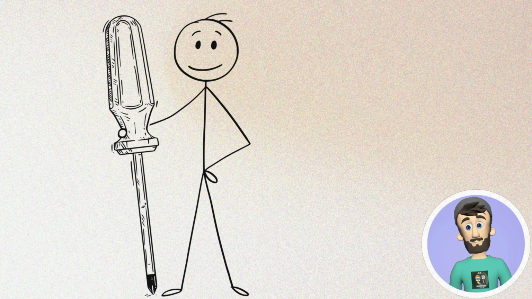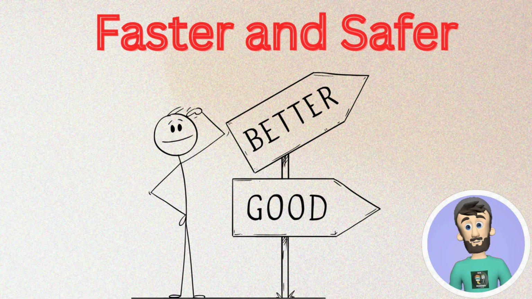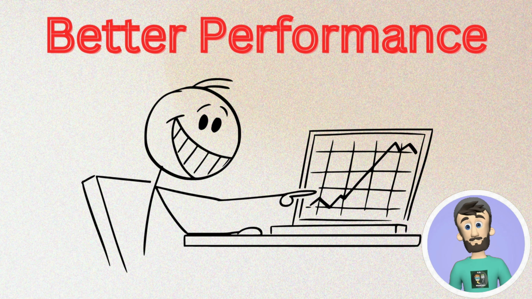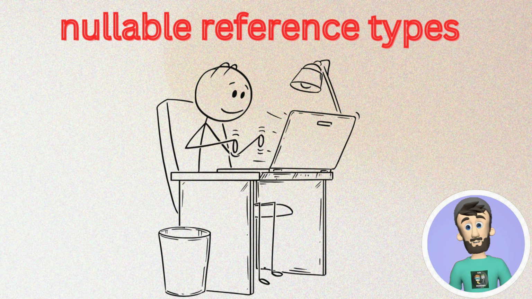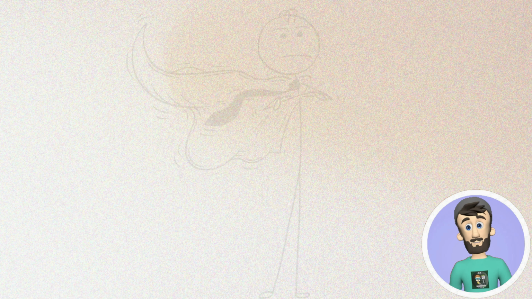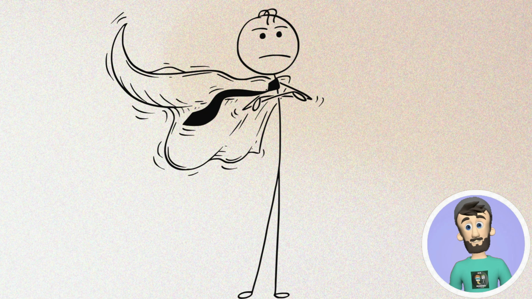In .NET 10, handling variables and types is faster and safer than ever. Better performance at runtime. Cleaner memory management with garbage collection. Support for nullable reference types, so you can avoid those tricky null errors. This makes writing C# apps smoother and less error-prone, especially when building larger projects.